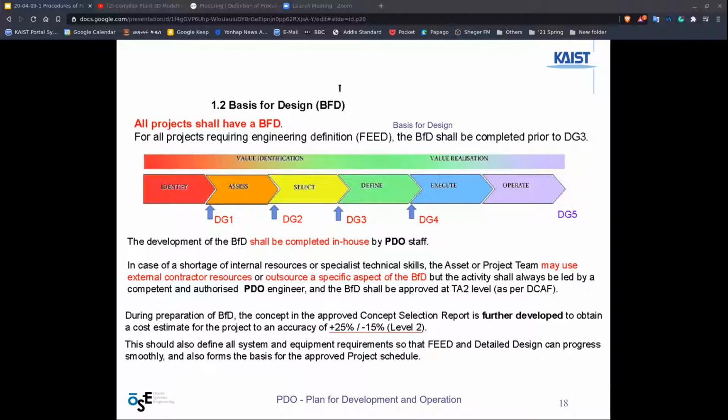Here, this part's output is a collection of requirements. All projects shall have a BFD. So this is where the requirements come from. For all projects requiring engineering definition, this basis for design shall be completed prior to design getting ready. Before design gets ready means after identification, assessment, and selection, all project requirements should be defined at this point.